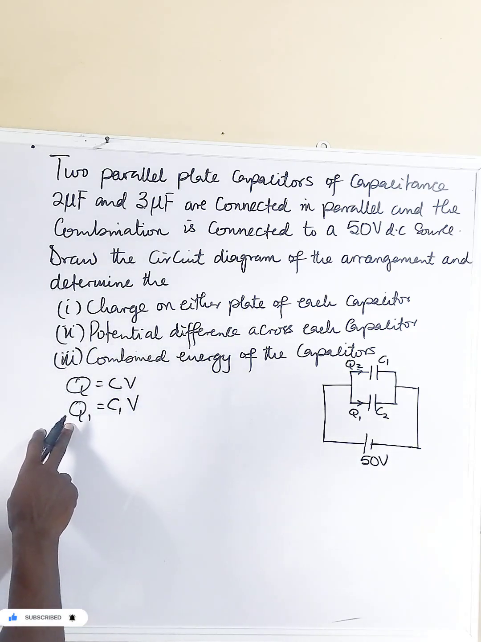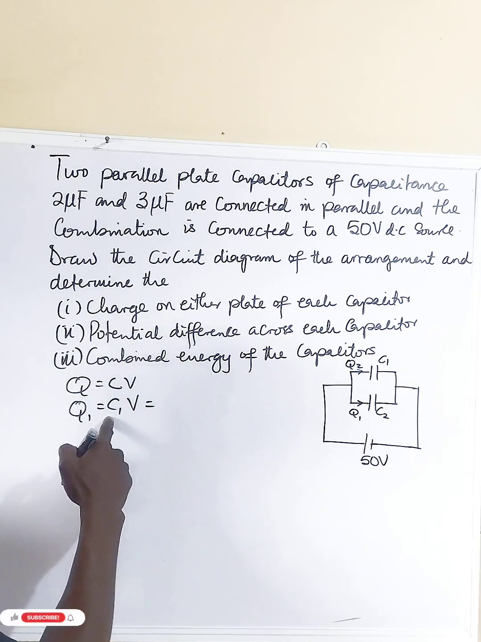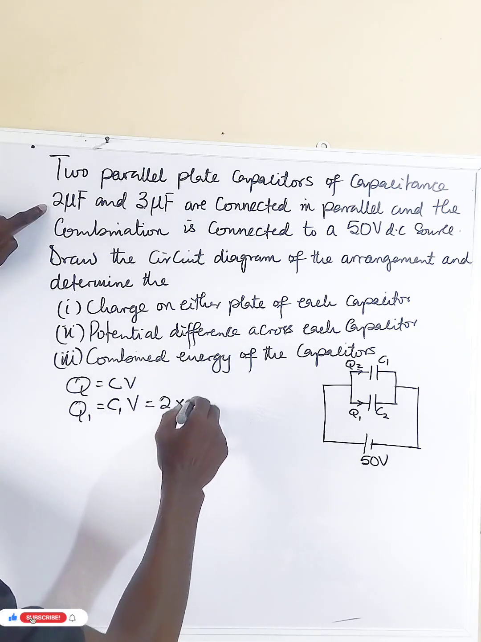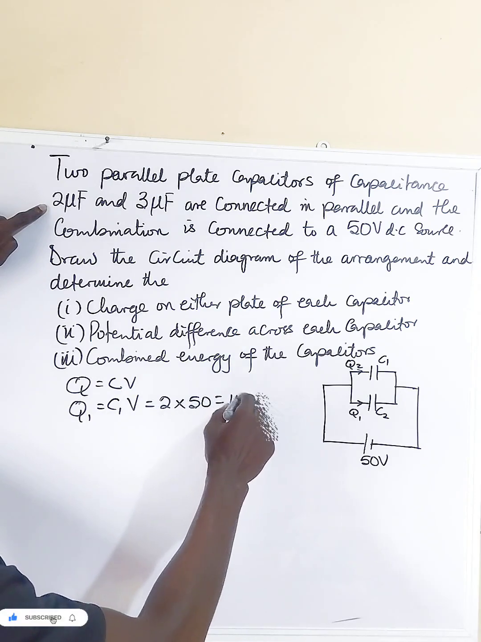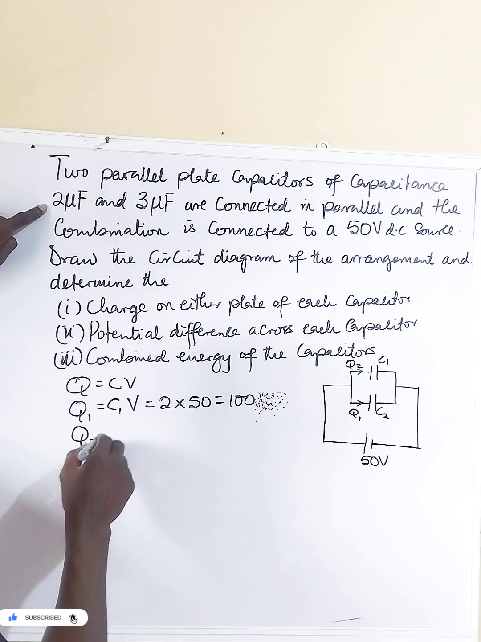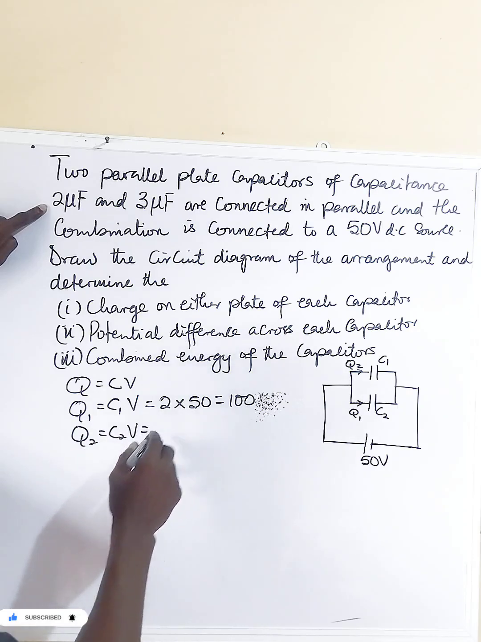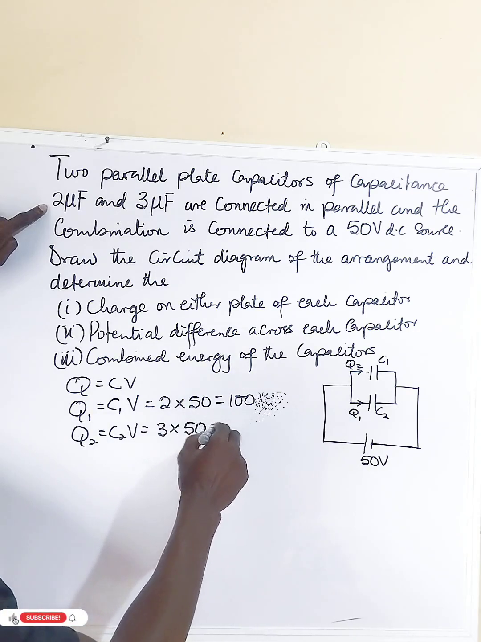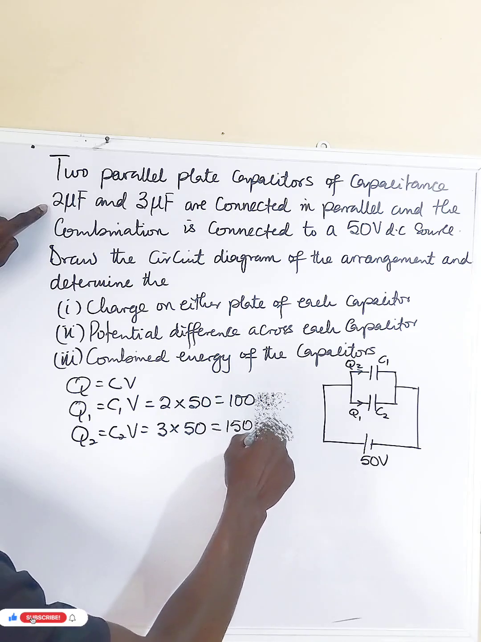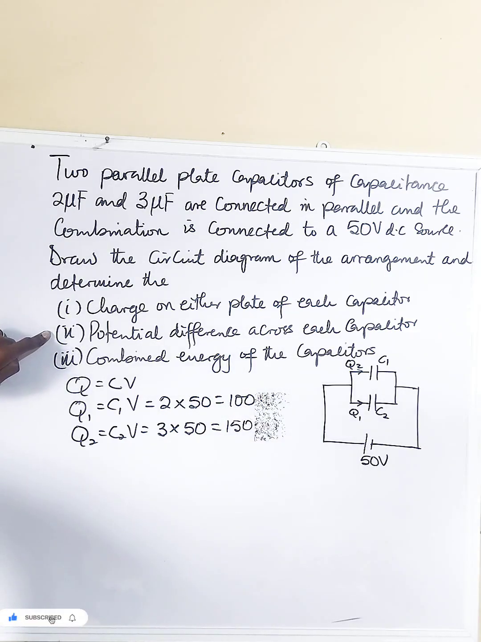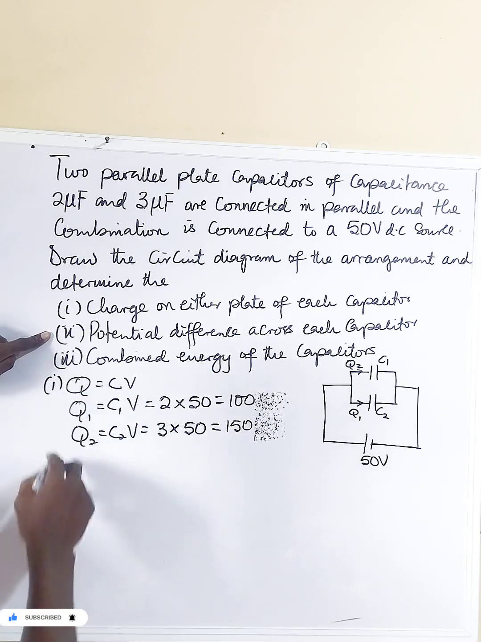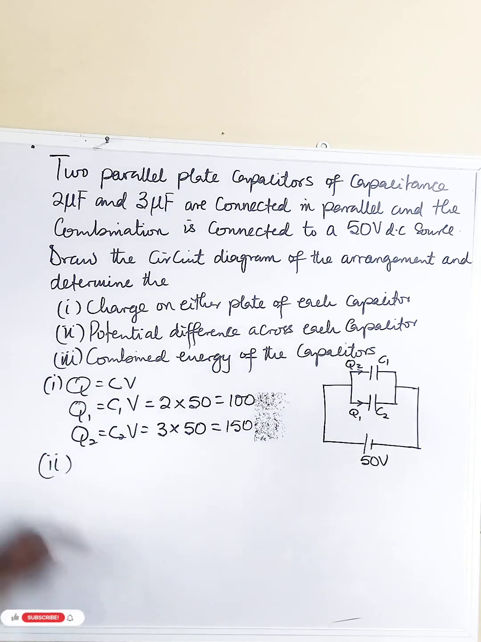So here we have Q1, then C1 is 2 microfarad times 50, so here we have 100 microcoulombs. Then Q2 is C2V, that will give us 3 times 50 equals 150 microcoulombs. Now for the potential difference across each capacitor, number 1 and number 2, since they're in parallel, the answer is just 50 volts.